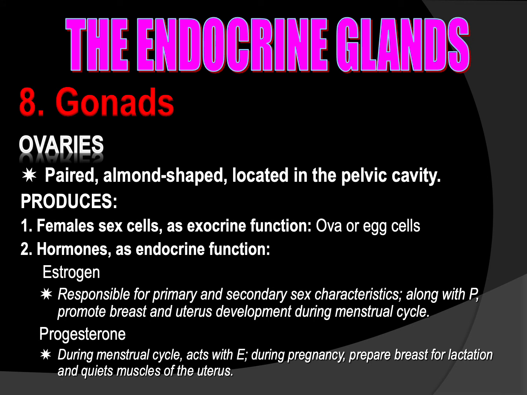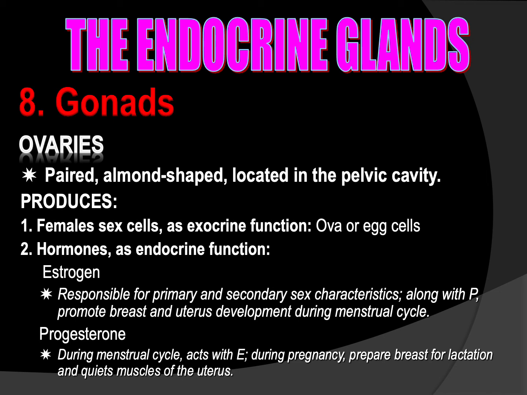First are the ovaries. It's a paired almond-shaped gonad located in the pelvic cavity. Pinoproduce niya ang sex cells as an exocrine function, ova or the egg cells. Now, remember that egg cells are produced and completed intrauterine life. Lahat ng babae, nasa loob pa lang ng uterus ng mga mami nila yung baby girl. Buo na yung egg cells.